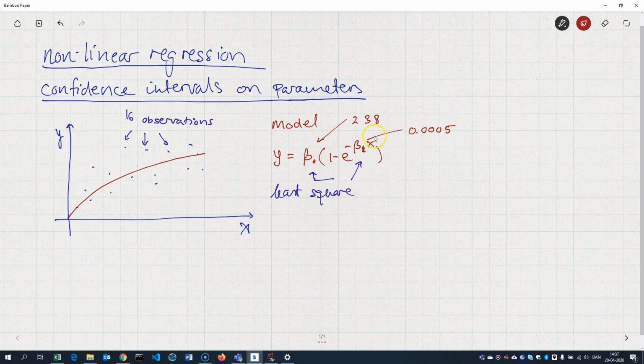So what we want to do now is find confidence intervals for these two parameters, because we know that if we did this experiment over again with another 16 observations or whatever, then we would be bound to find some other values of these parameters. So what is really the 95% confidence interval of these parameters? How do we do it?